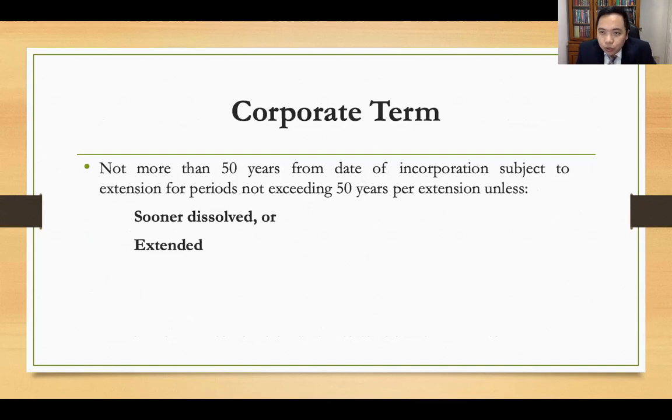Take note. Under the old corporation code, a corporation can exist with the maximum term of 50 years, not more than 50 years from the date of incorporation, unless it is sooner dissolved or extended for another 50 years, or unless you amend the articles of incorporation to shorten the corporate term, in which case the corporation is necessarily dissolved because its corporate term has been reduced.